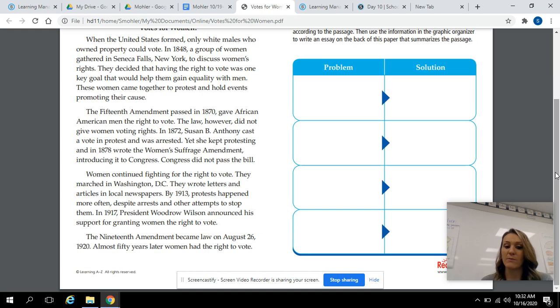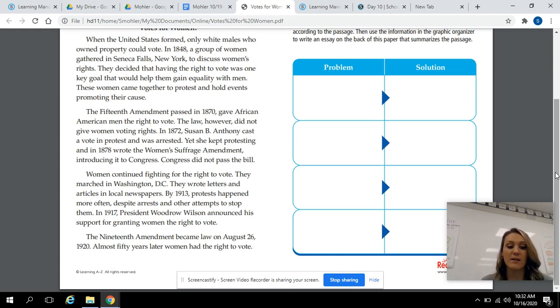Congress did not pass the bill. Women continued fighting for the right to vote. They marched in Washington, D.C. They wrote letters and articles in local newspapers. By 1913, protests happened more often, despite arrests and other attempts to stop them.